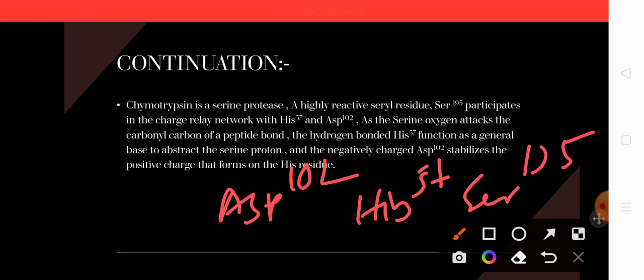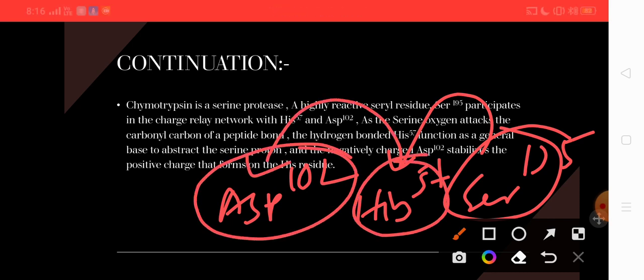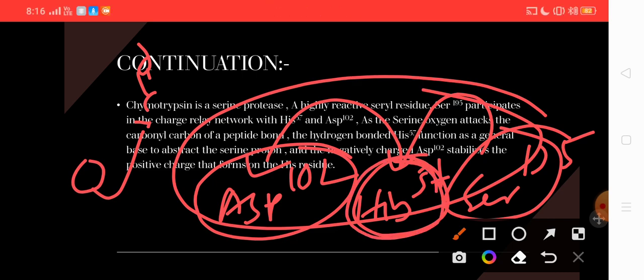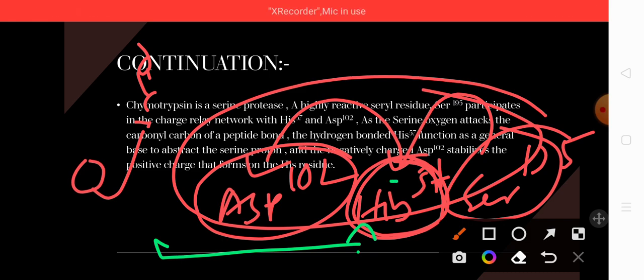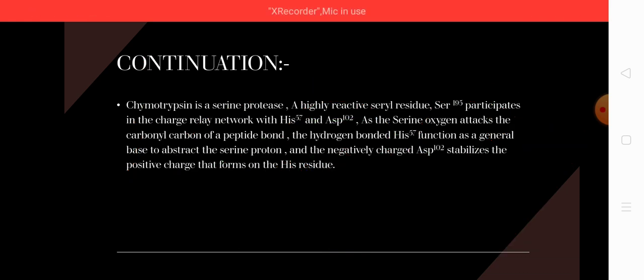195. Okay, this serine 195 will be hydrogen bonded with the imidazole of the histidine, and this histidine will be hydrogen bonded with the carboxyl group of the aspartate. That's how the entire catalytic triad or energy relay system is formed. Okay, and when the reaction is going on, the oxygen which is present at the side chain of the serine will react with the carbonyl group of the peptide, and during that time this histidine will start acting as a general base, and it will abstract the serine proton. Okay, and the positive charge which is now on histidine will be stabilized by this aspartate, and that's how the entire thing goes on in the case of chymotrypsin.